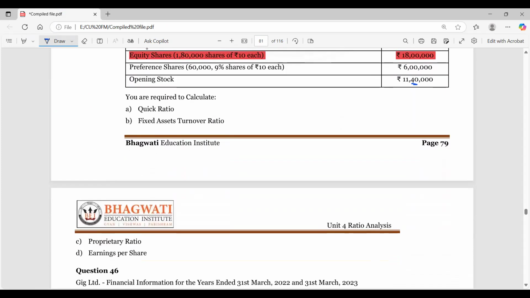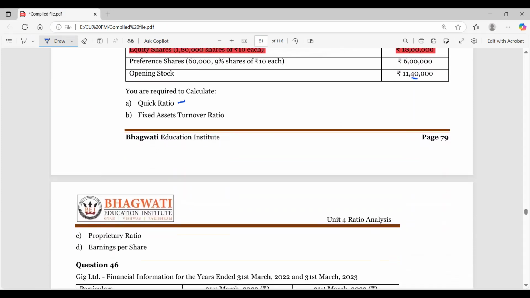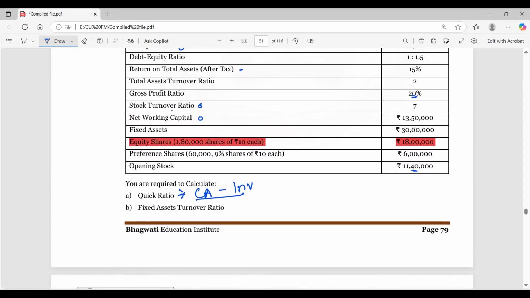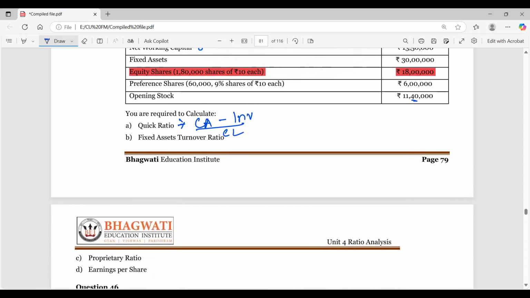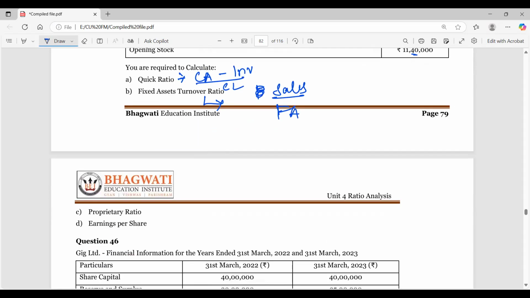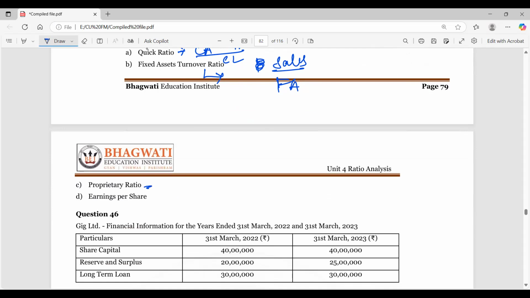Now listen. If you look at the requirement for calculating quick ratio, we have current asset minus inventory by current liability. Do we have current liability also? Yes, so we can calculate quick ratio. For calculating fixed asset turnover, we have sales as well as fixed asset. Next, for calculating proprietary ratio, what do we need? What is the formula? Proprietor's fund divided by total assets.